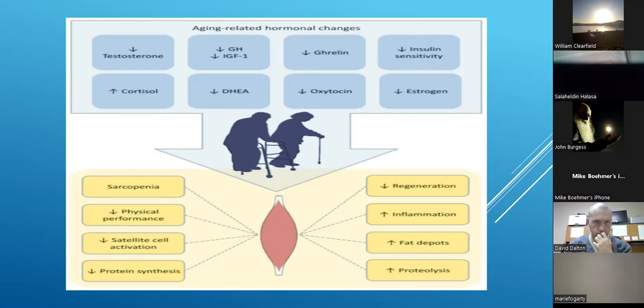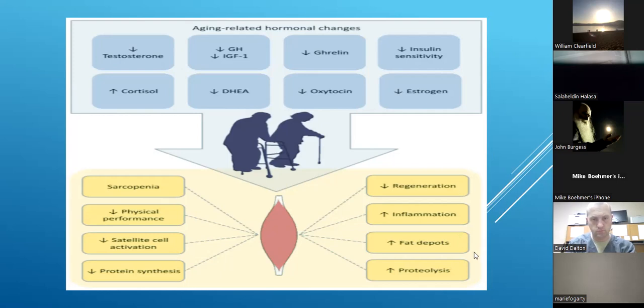decrease in the muscle mass, right? Decrease in the bone mass, right? The decrease in the muscle mass we call sarcopenia, and this will lead to a decrease in physical performance, right? Decrease in satellite cell activation, regeneration, and definitely leads to decrease in protein synthesis, decrease in regeneration, increase in inflammation. And what will happen to the fat when we grow in age? We increase the fat.